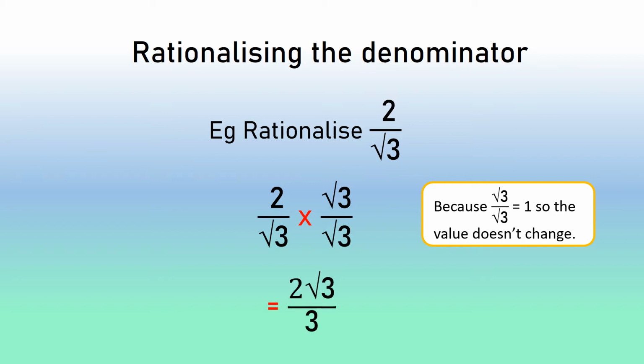So what it allows us to do is multiply the denominators together, and we know that root 3 times root 3 gives us 3. So now we've got 2 root 3 over 3. So no surd on the bottom, and we have rationalised our denominator.